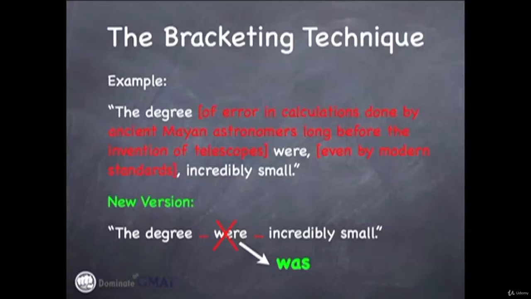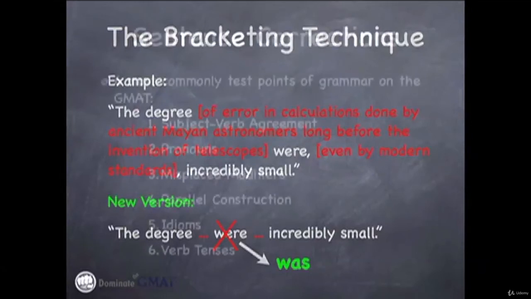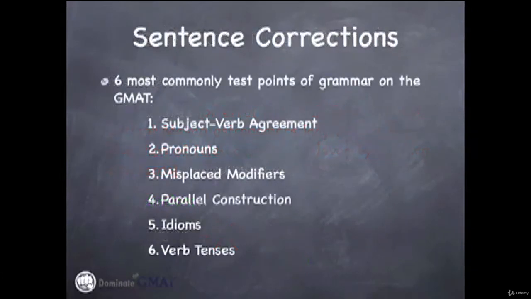To avoid that or to wade through that, what do we use? This bracketing technique. So it's really, really useful. It's useful on subject-verb agreement. It's useful on pronouns. It's useful on idioms. It's a very useful technique across the board. So learn it, apply it to your practice problems, and I know it will serve you well. And with that, let's now turn our attention to those 6 points of grammar, starting with subject-verb agreement.